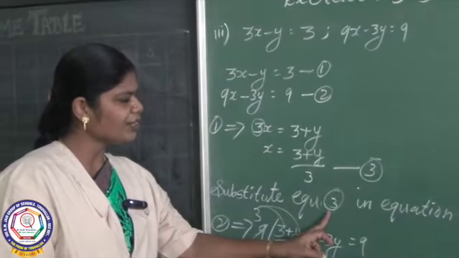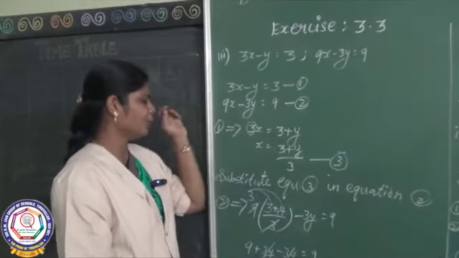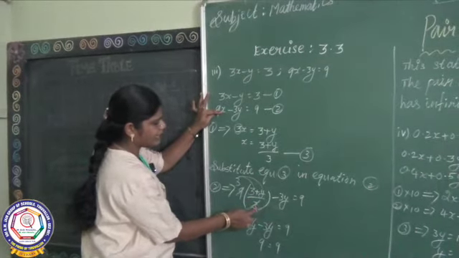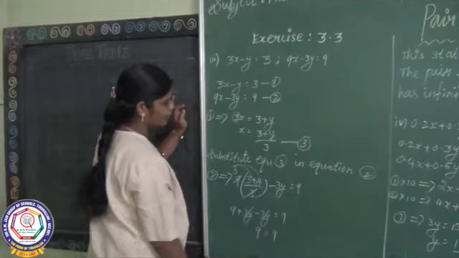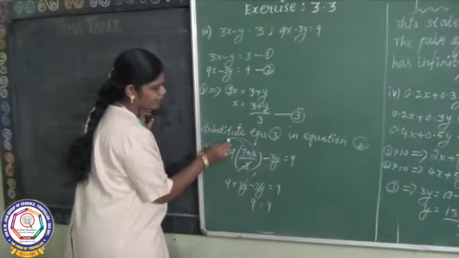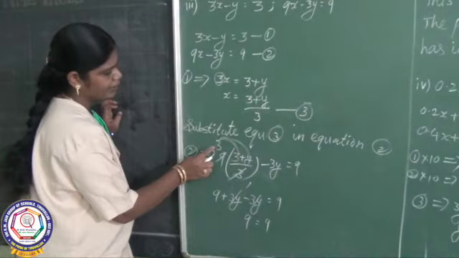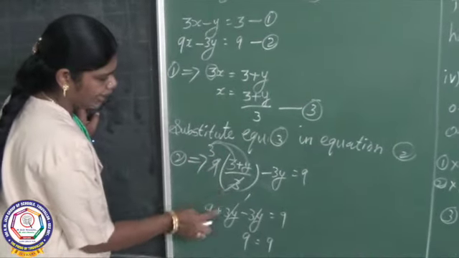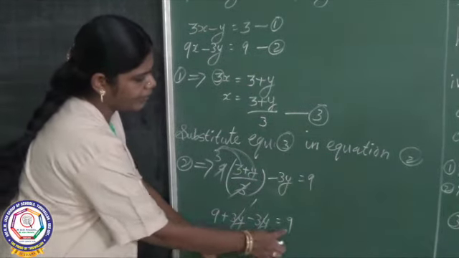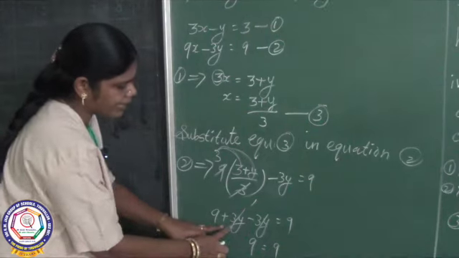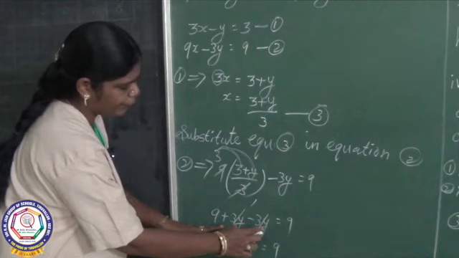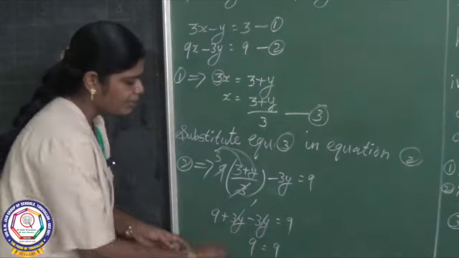So substitute equation 3 in equation 2. So 9 into, instead of x value, 3 plus y by 3, minus 3y equal to 9. Here 3 ones are 3, 3 3s are 9. After that you multiply these two elements. So 3 3s are 9 plus 3 into y, 3y minus this 3y equal to 9.